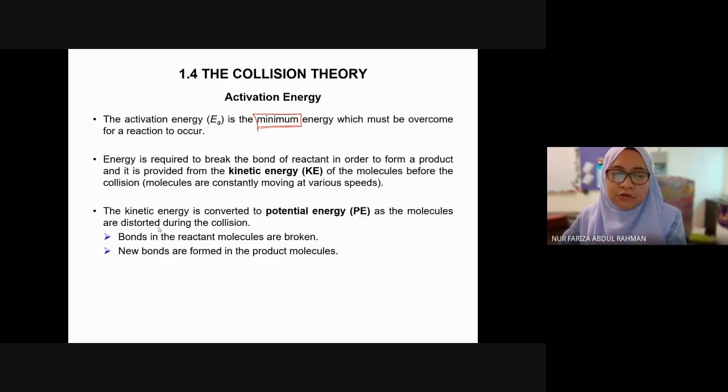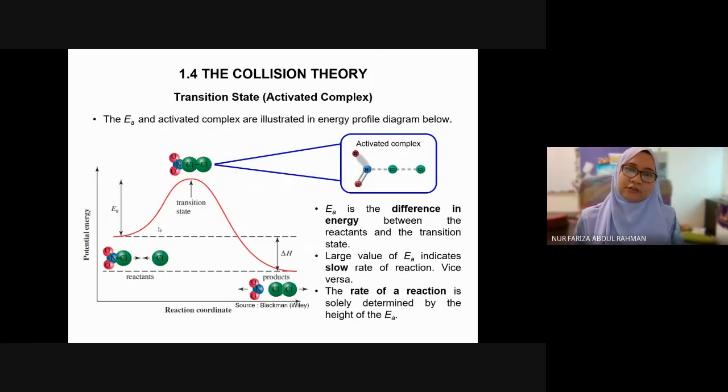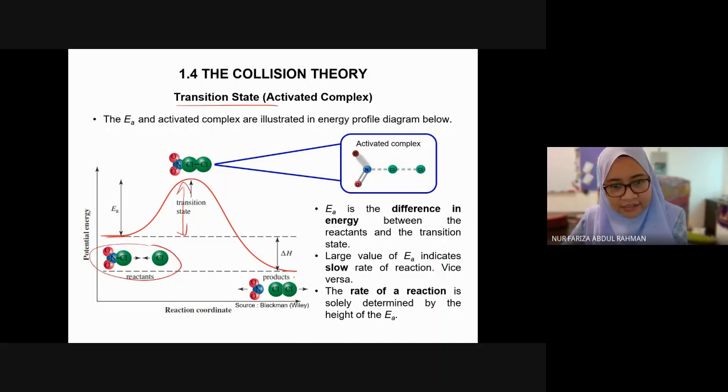So bonds in the reactant molecules are broken. New bonds are formed in the product molecule. The EA and activated complex is illustrated in the energy profile diagram. Here we want to introduce the transition state or activated complex. The energy profile diagram, and this is the graph. So this is the EA. This is the energy of the reactant. This is the reactant. This is the product.